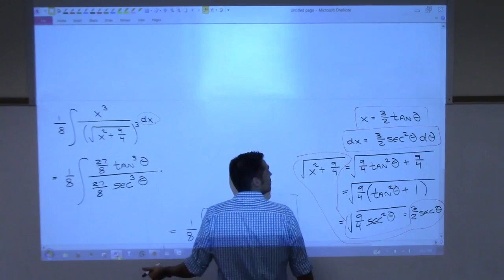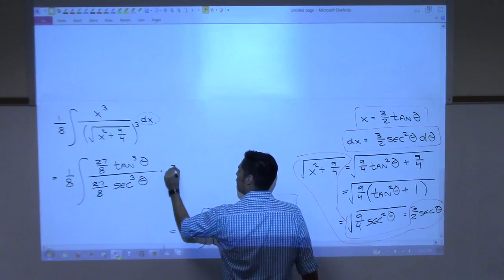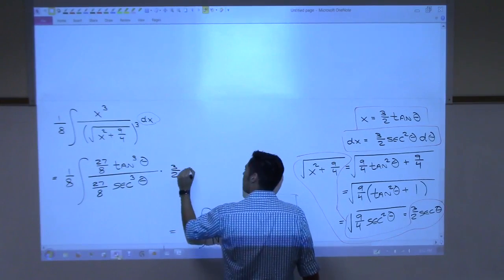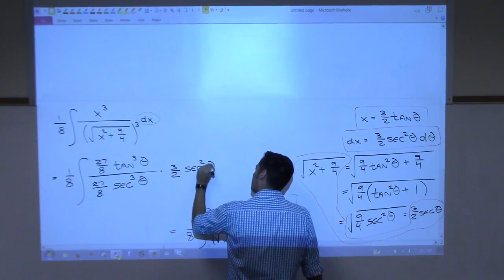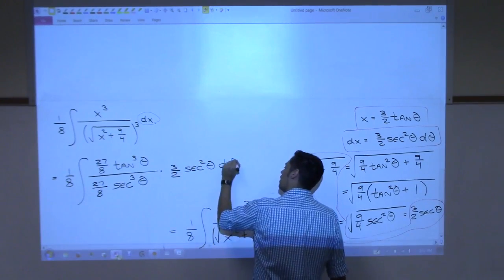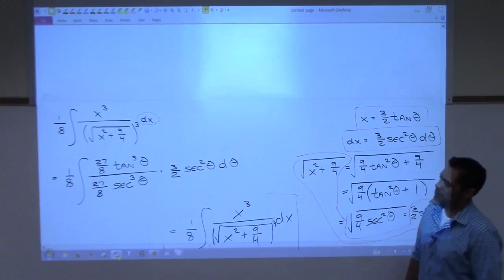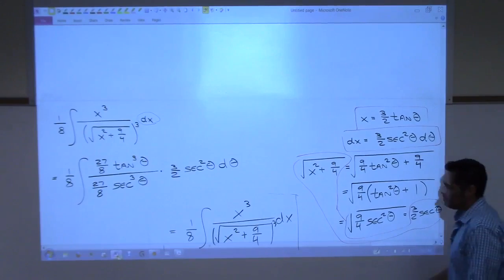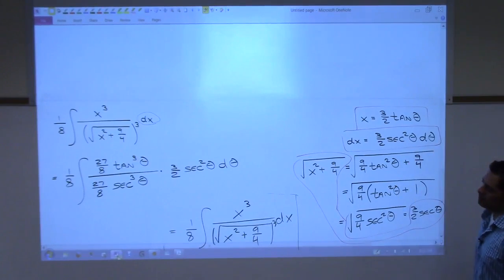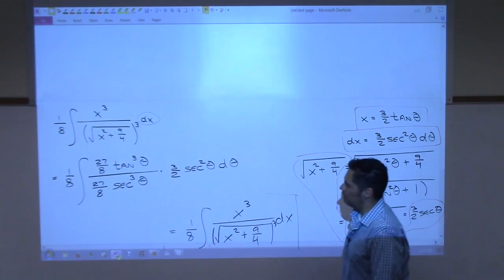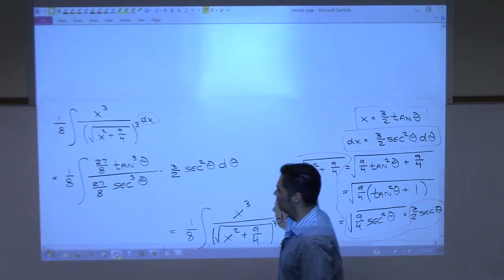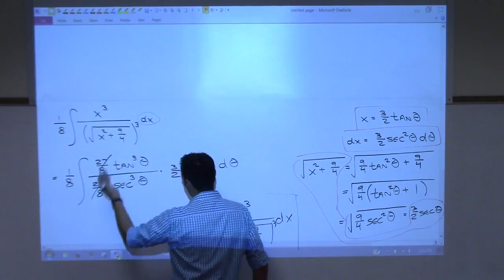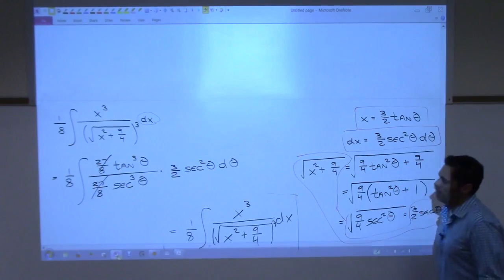There will be 3 over 2 secant theta squared d theta. Wow. All right. Everyone see where all that came from? All right, I think we can clean this up pretty easy. That part's easy. All right, how about that 3 halves?